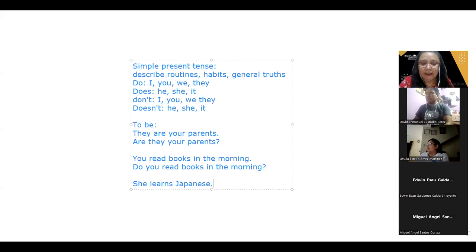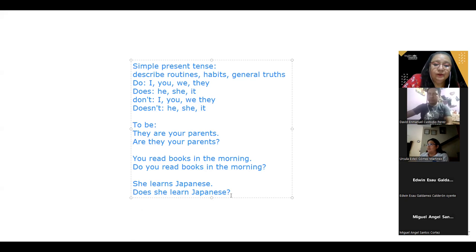Let's change this sentence into a question. Doesn't she learn Japanese? Okay, the auxiliary is does. Does she learn Japanese? Notice that here, when we use the auxiliary, we don't add the letter S to the verb. Why not? Because you are using the auxiliary.